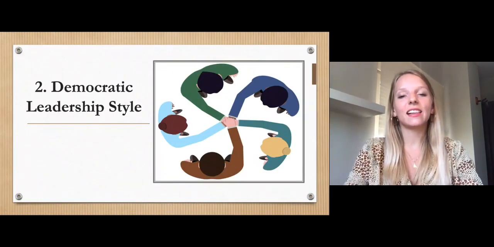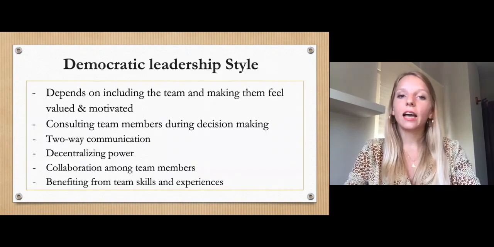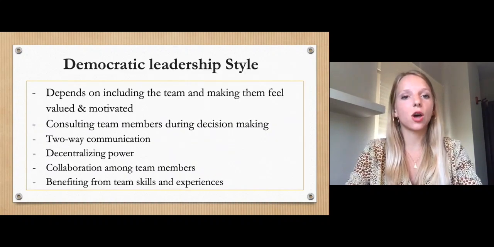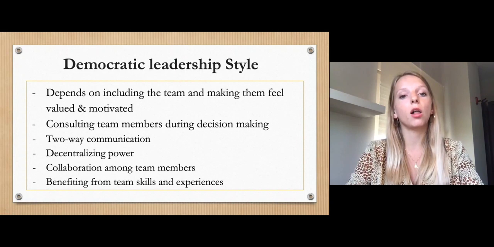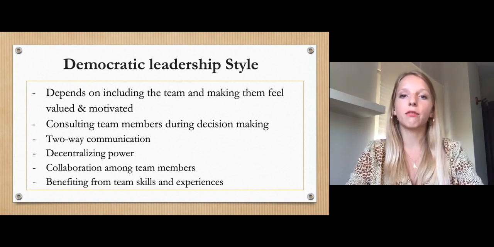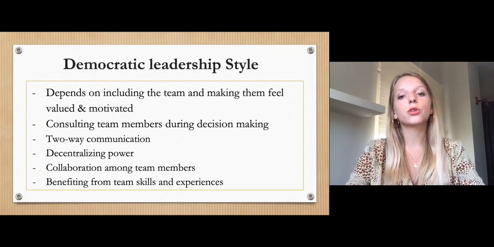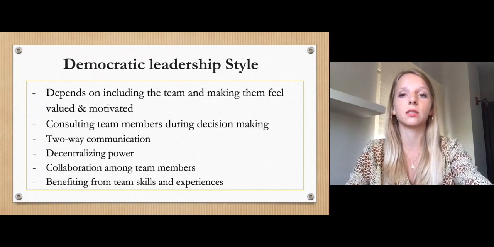The next leadership style is the democratic leadership style. Unlike the autocratic leadership style, this style is an example of comprehensive leadership. It depends on including the team and making them valued and motivated, as well as consulting the team members during decision-making. Another main characteristic of this style is having a two-way communication between the leader and subordinates. Additionally, there is a decentralization of power, as the leader doesn't claim all authority but assigns subordinates certain levels of power. Furthermore, it supports collaboration among team members and benefiting from the team's skills and experiences.